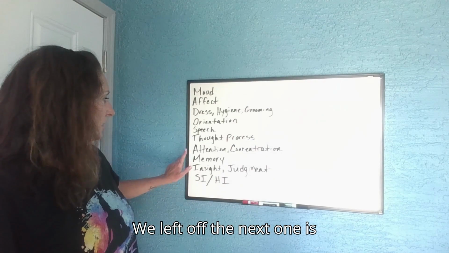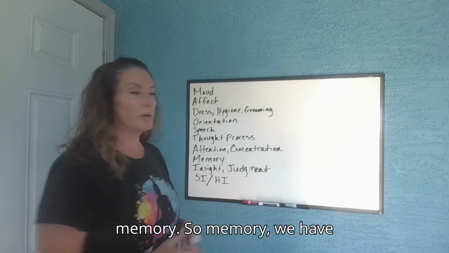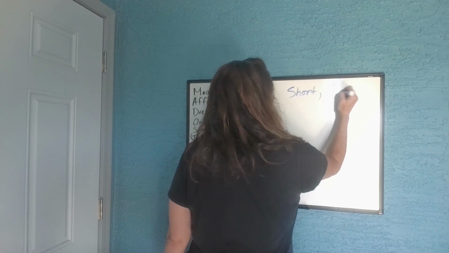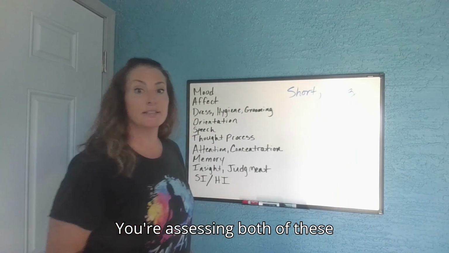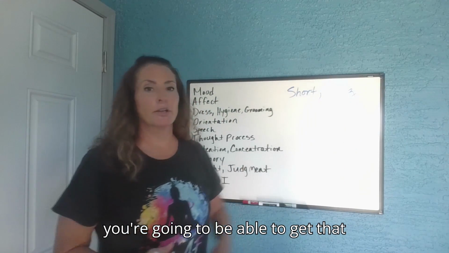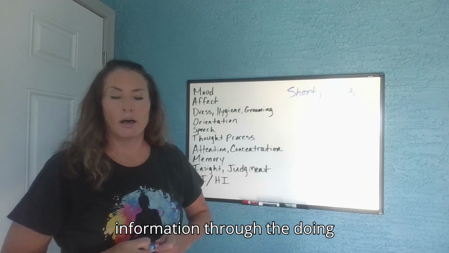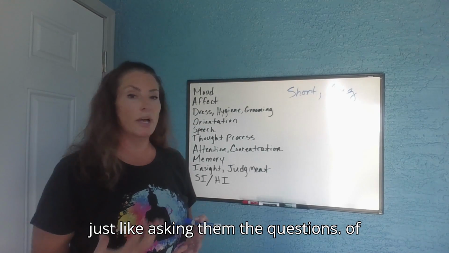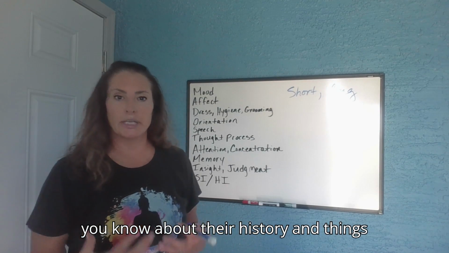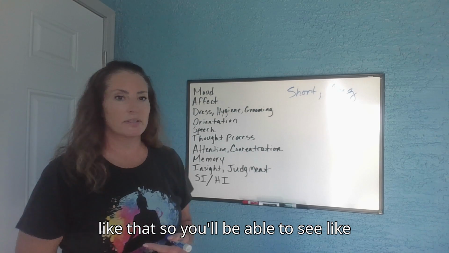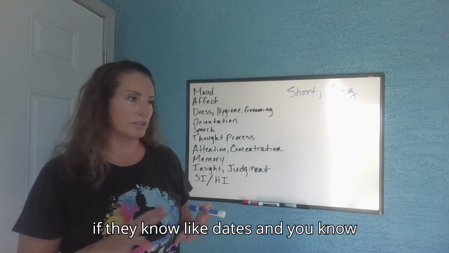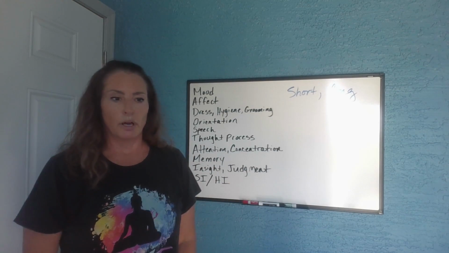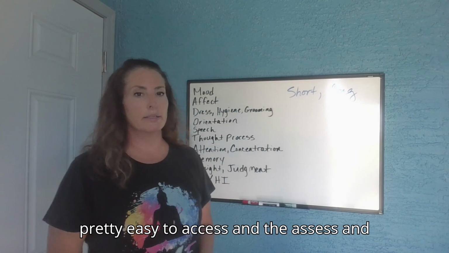We left off. The next one is memory. So memory, we have short-term and long-term memory. You're assessing both of these separately. With long-term memory, you're going to be able to get that information through doing the biopsychosocial with them, or even just asking them questions about their history. So you'll be able to see if they know dates and timelines, and how much they remember from their history. So that'll be pretty easy to assess.